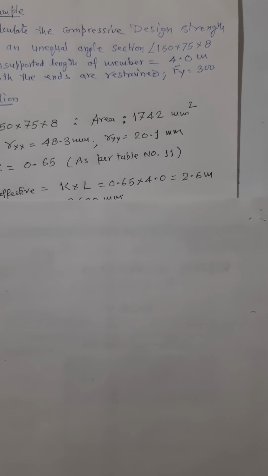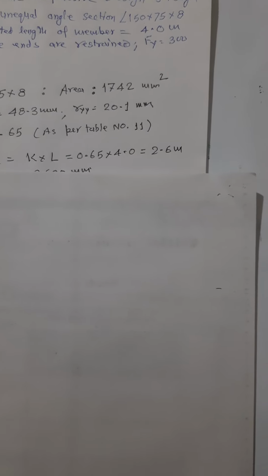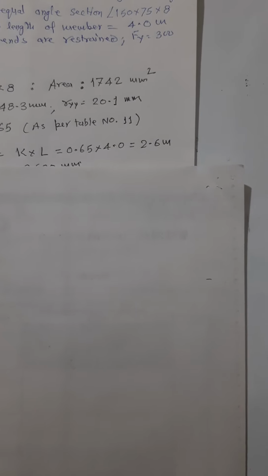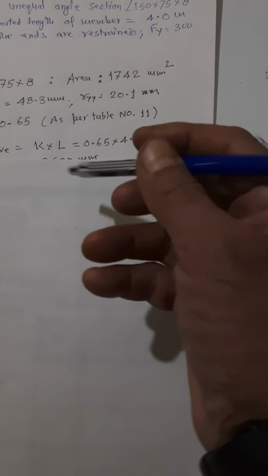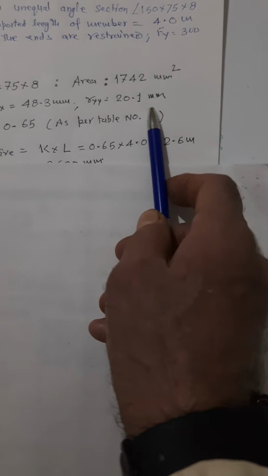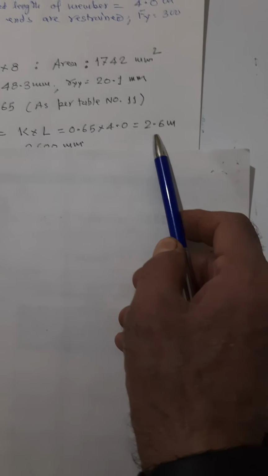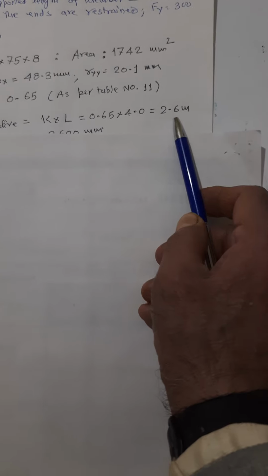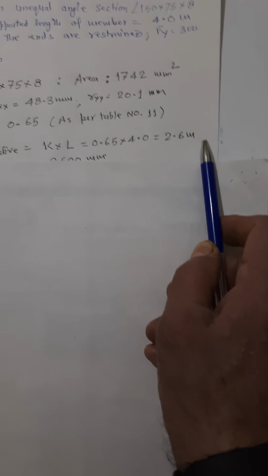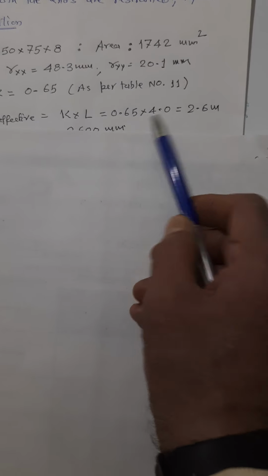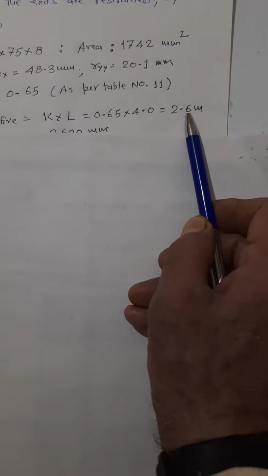Effective length is nothing but K into L. That is 0.65 into L, that is 2.6 meter, that is 2600 mm. Now find out the lambda, that is slenderness ratio, because you know the value of RXX as well as RYY. Which is the minimum? Definitely RYY is minimum. 2.6 meter means 2600 mm. So K is 0.65 multiplied by 2.6, that is LE now.